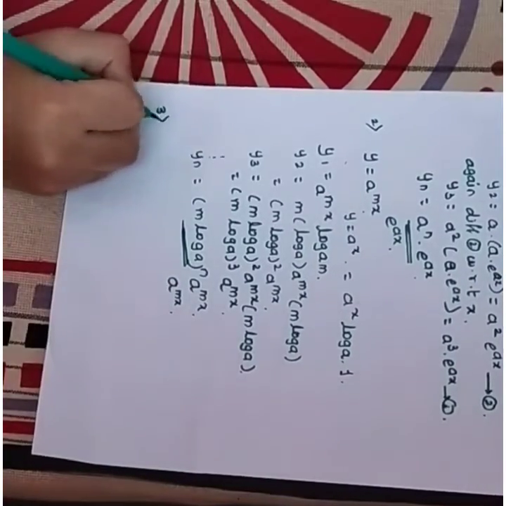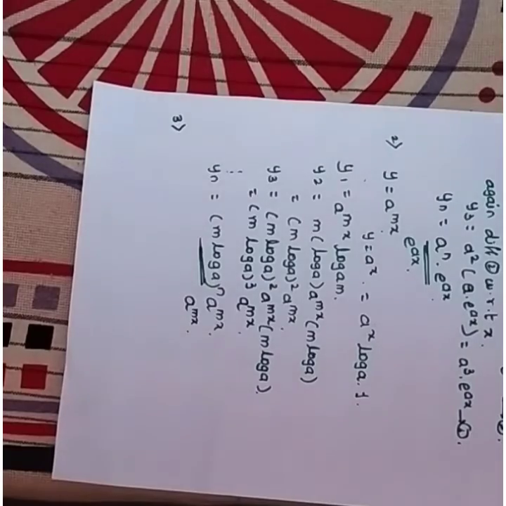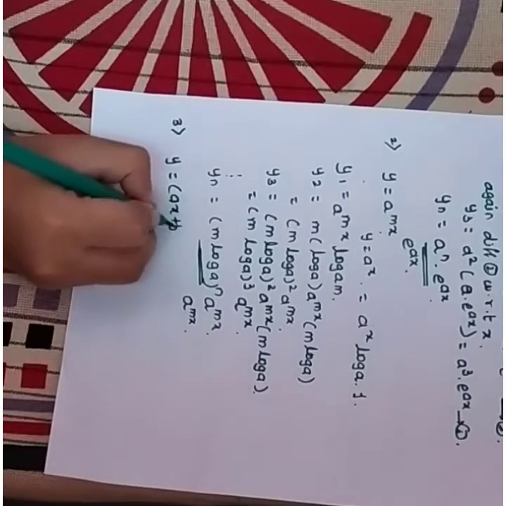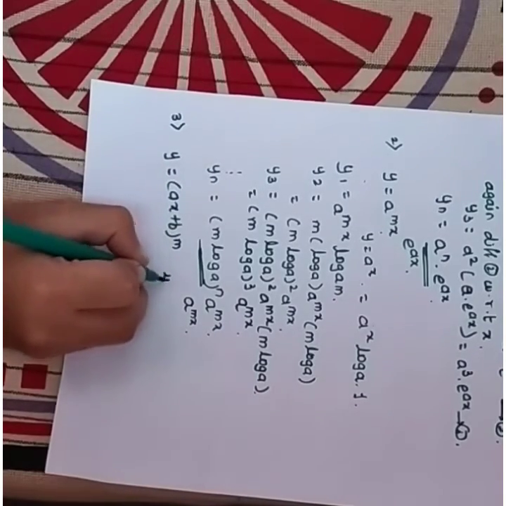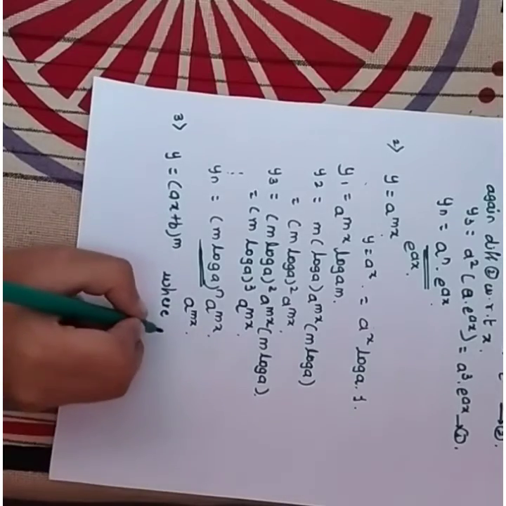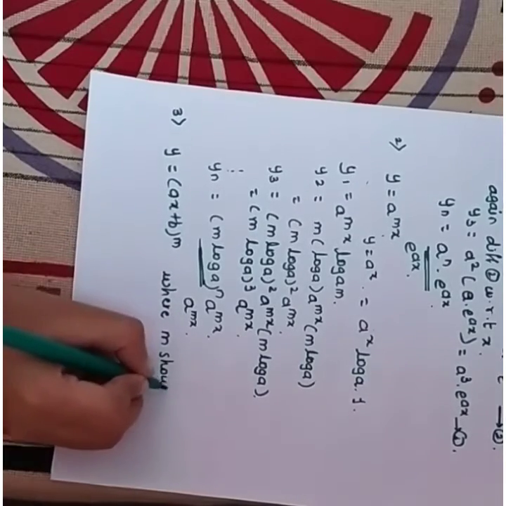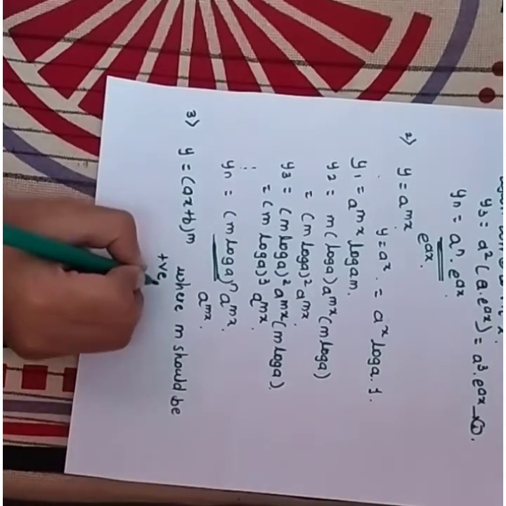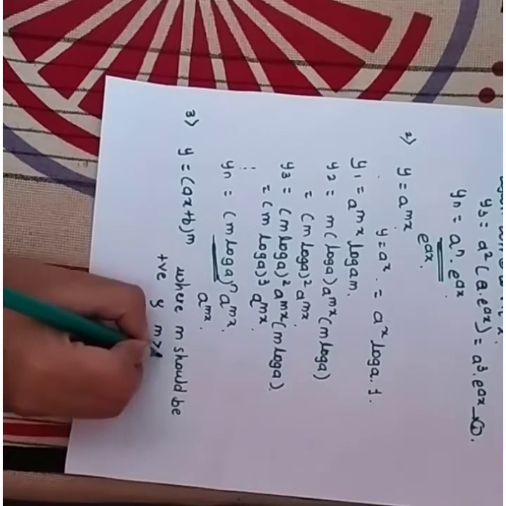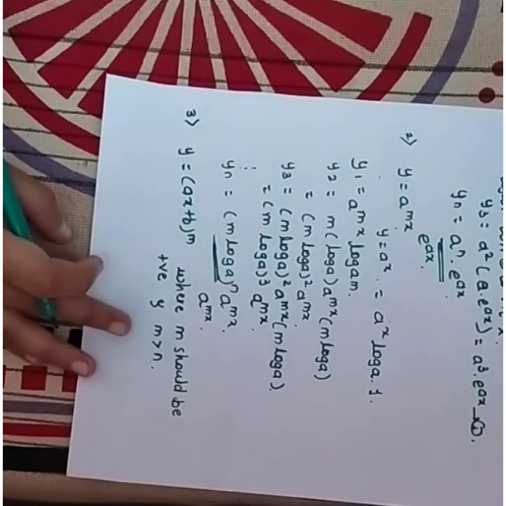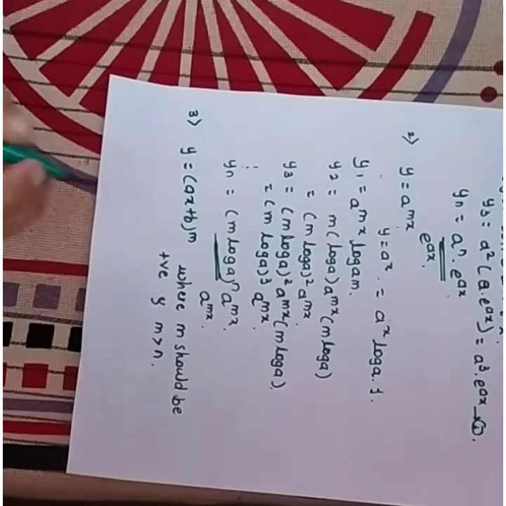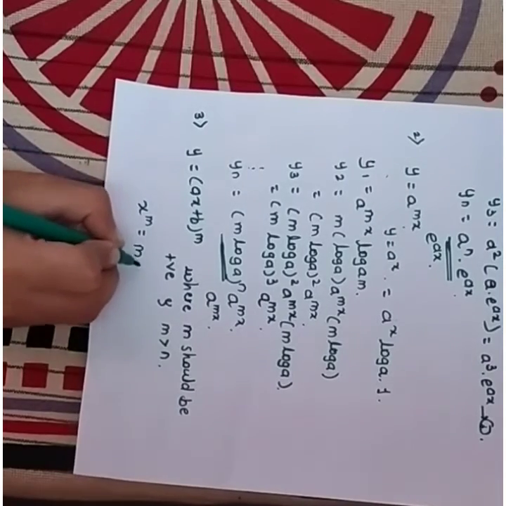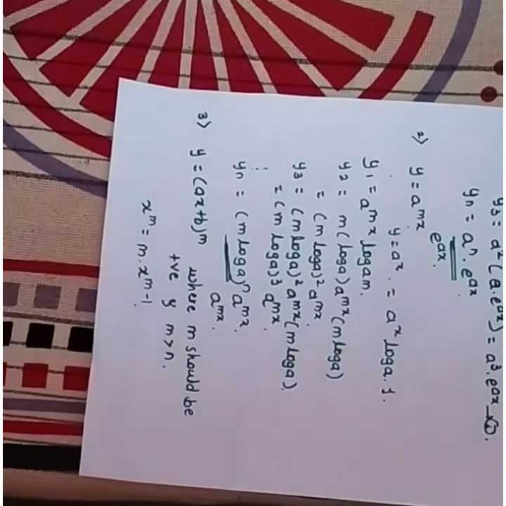Now moving towards the third one, y is equal to ax plus b raised to m, where this is the tip: m should be positive and m is greater than n. We have the formula for x raised to m, which is m into x raised to m minus 1.